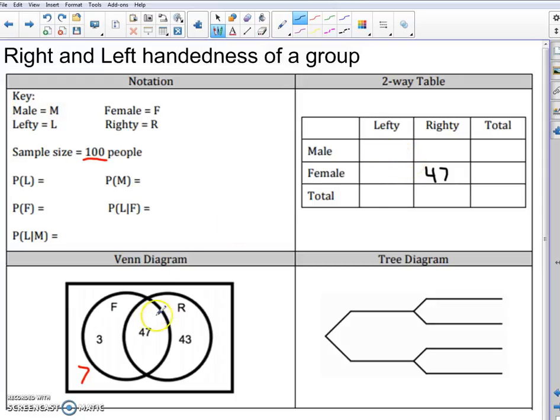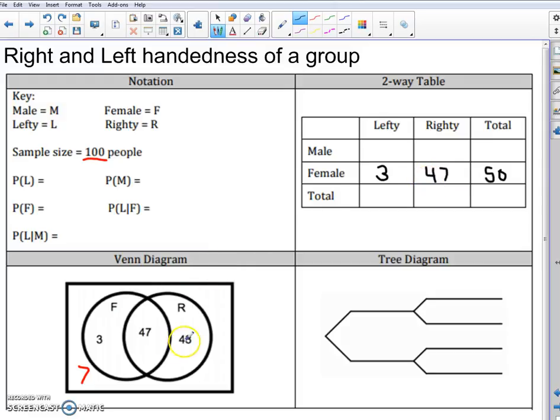Okay. Once I've done that, I can see that this 3 also belongs to females. So in the two-way table, I'm looking at this row right here of females, and I know that there's got to be 3 here. And so those are my 3 lefties. Together, these two total 50.